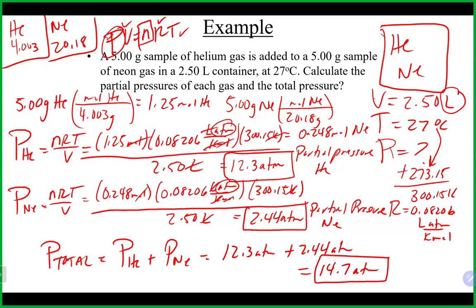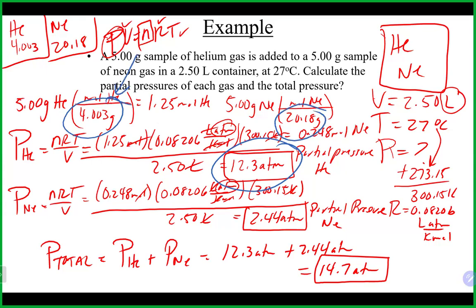In this case, the major contributor to pressure is which gas, helium or neon? It is definitely helium at 12.3 atmospheres. The reason for that is, any ideas? Has to do with these numbers. Helium is much lighter. Yeah.